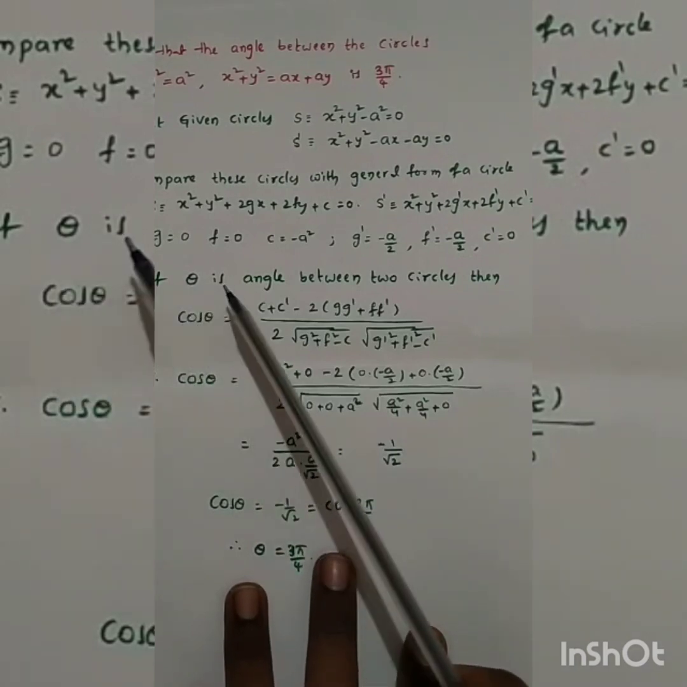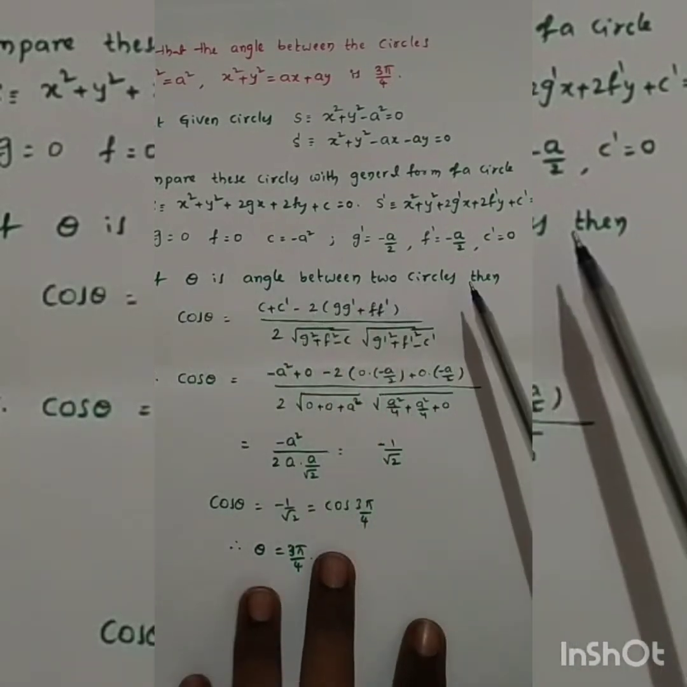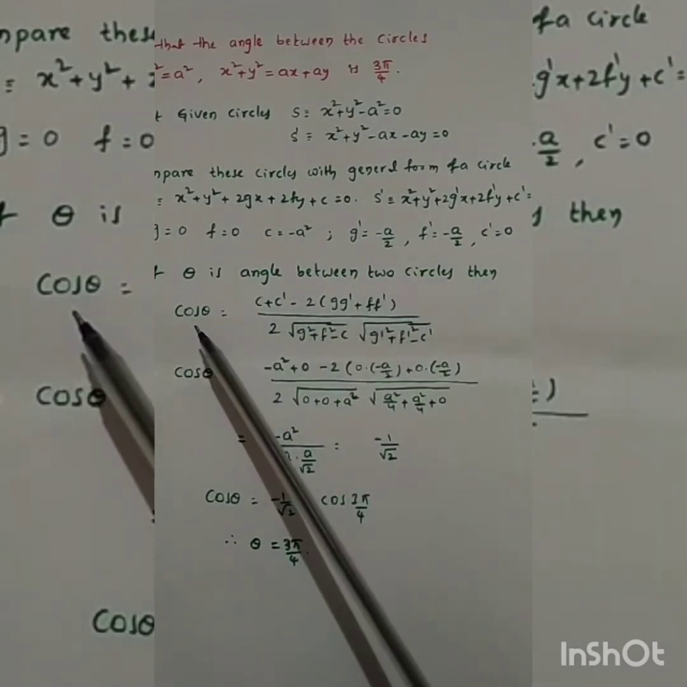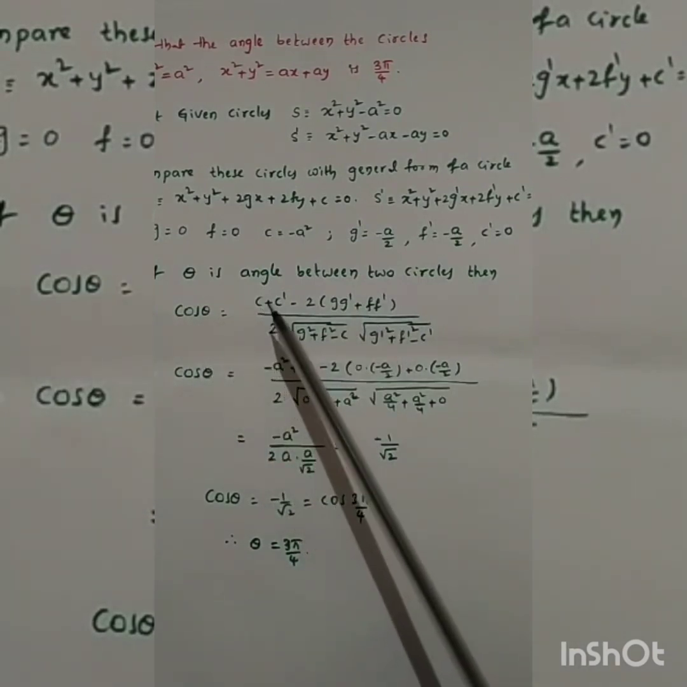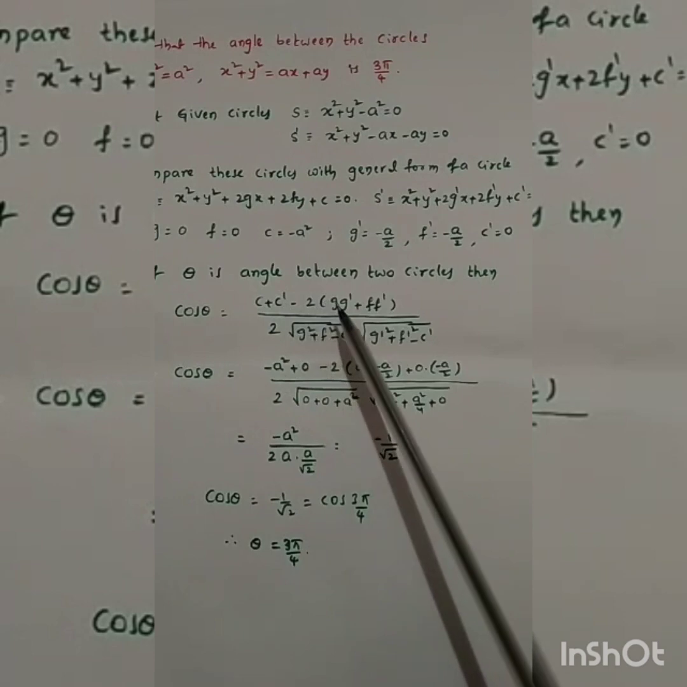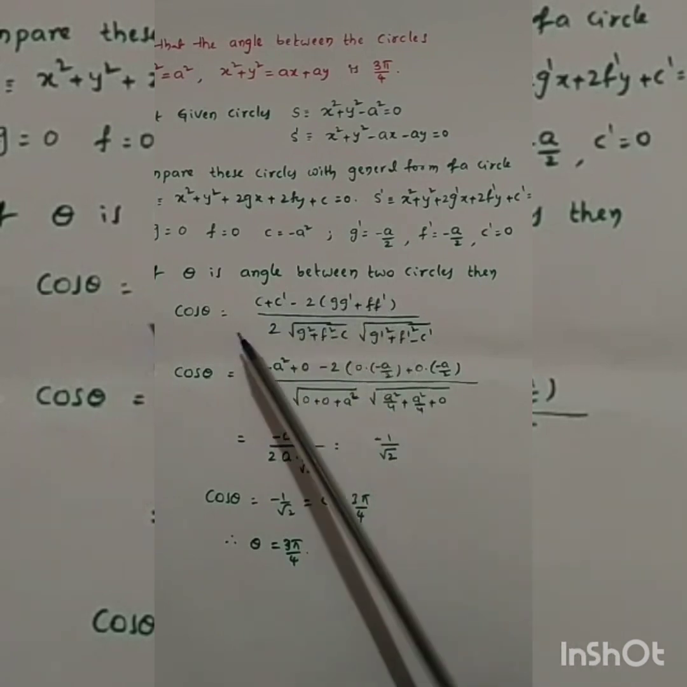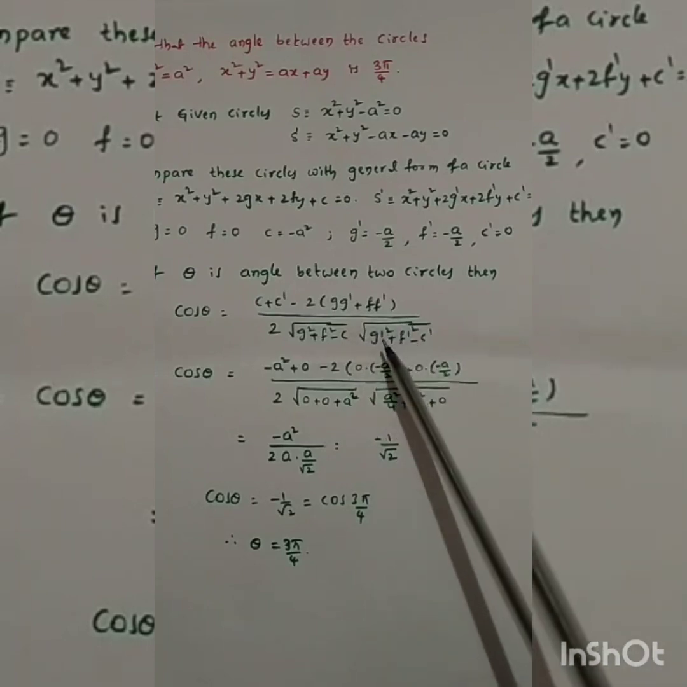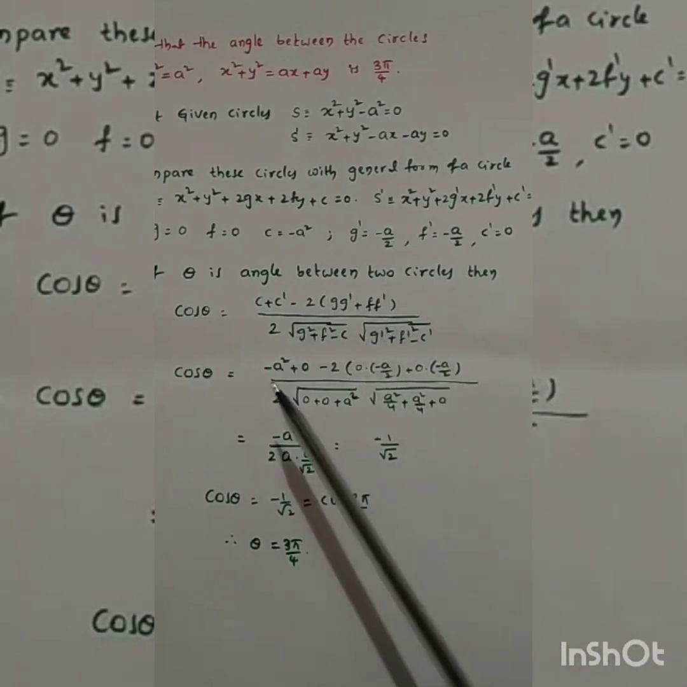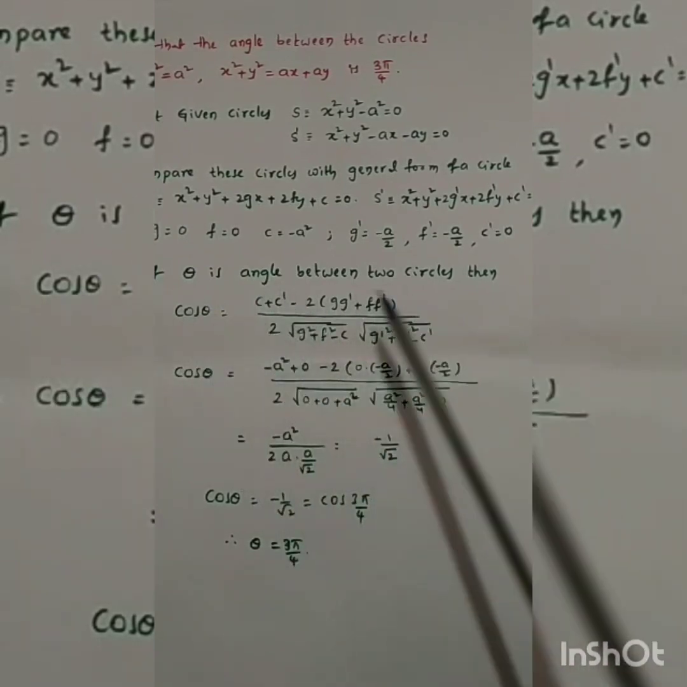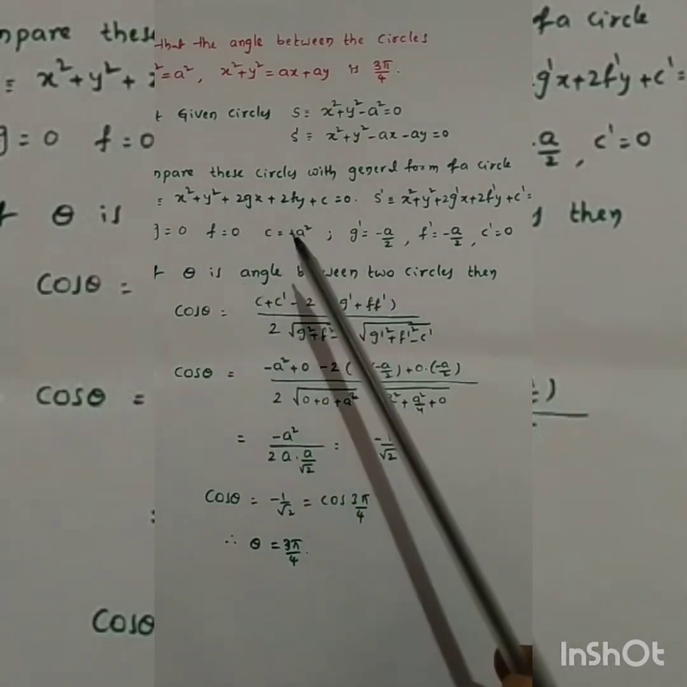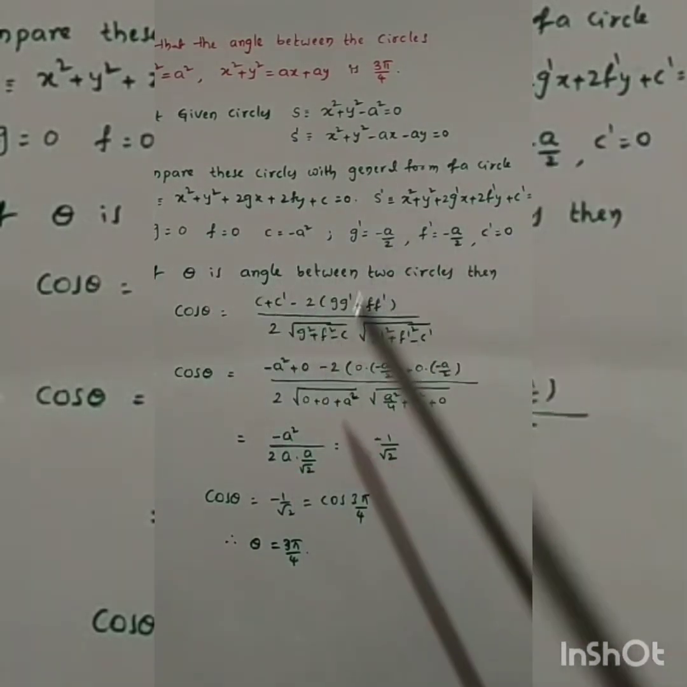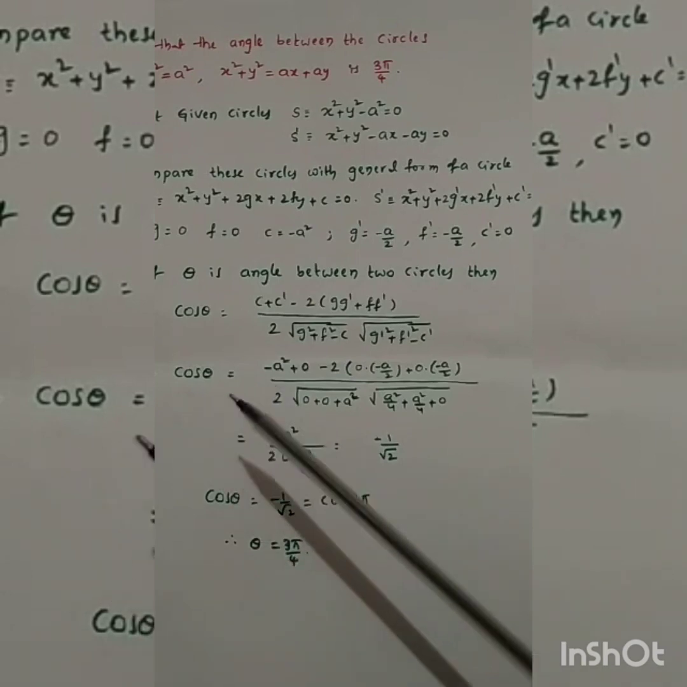Now if theta is the angle between the two circles, then cos theta is equal to the formula (c + c' − 2(gg' + ff')) by 2 into the square root of (g² + f² − c) into the square root of (g'² + f'² − c'). So in this formula, we are substituting the above values g, f, c, g', f', c'. Then we will get the cos theta value.